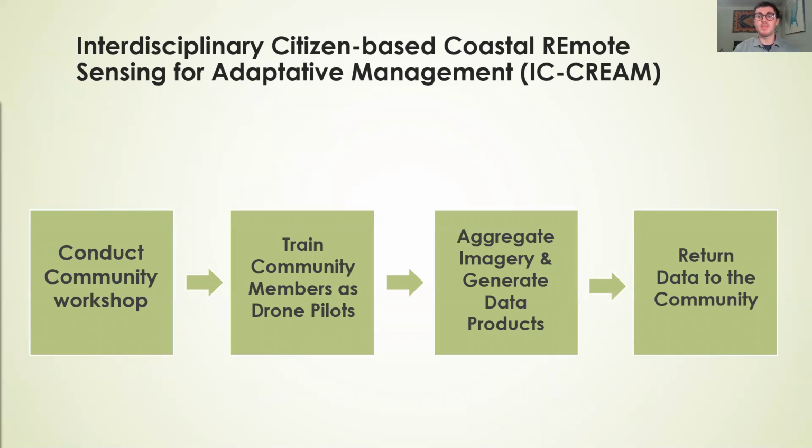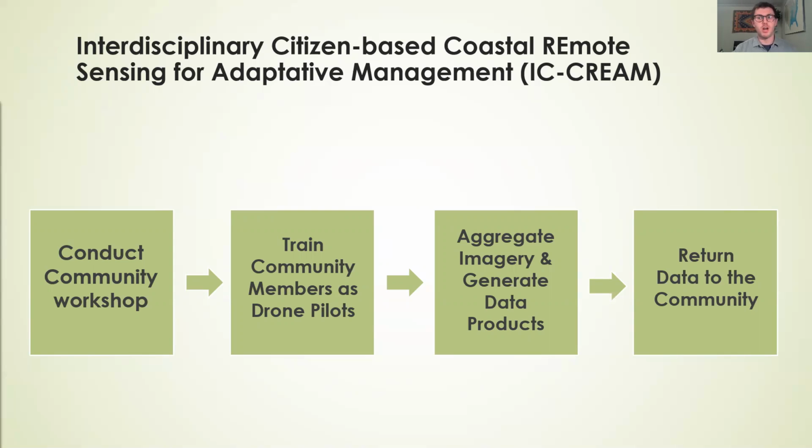So to investigate this potential for utilizing citizen scientists as drone pilots, we have established the Interdisciplinary Citizen-Based Coastal Remote Sensing for Adaptive Management Program, or ICECREAM for short. This is a pilot project through the NSF Coastlines and People Initiative that sets up a network of citizen scientists utilizing drones to monitor coastlines in the Great Lakes.